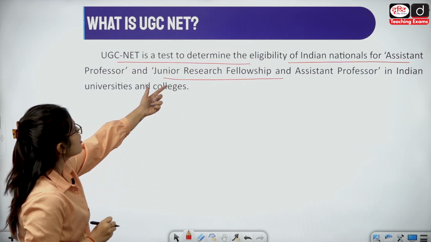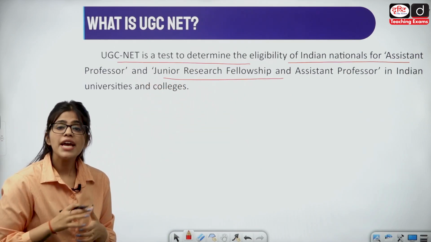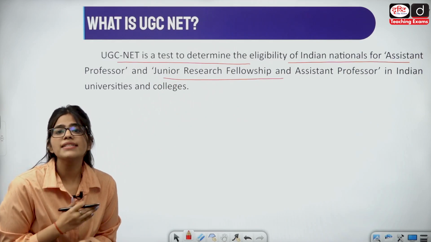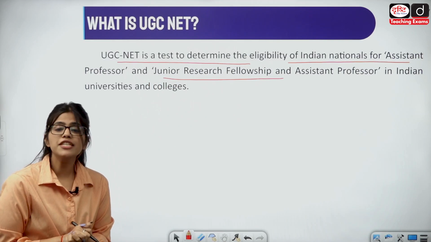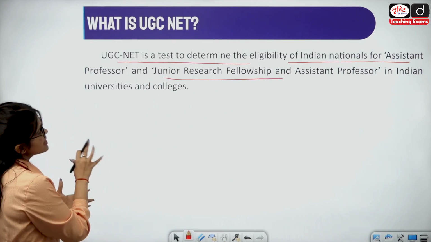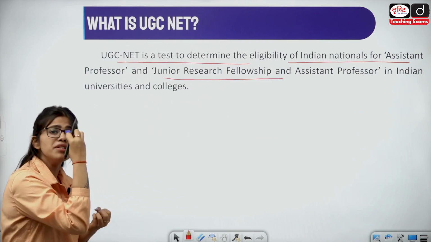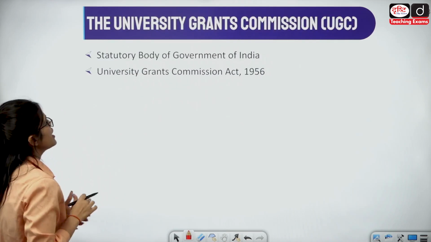The fellowship is called the Junior Research Fellowship, that is the JRF, in which money is given by the government to you. It is called a stipend, and you can use that money to carry forward the research work, right? So this means that this is the basic eligibility. You need this to become an assistant professor or a lecturer.